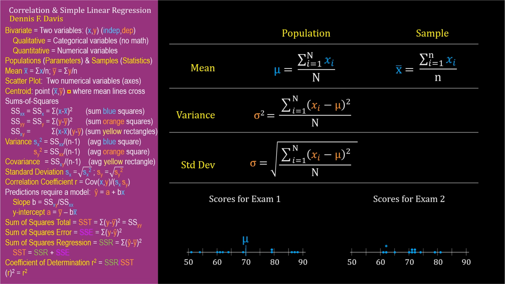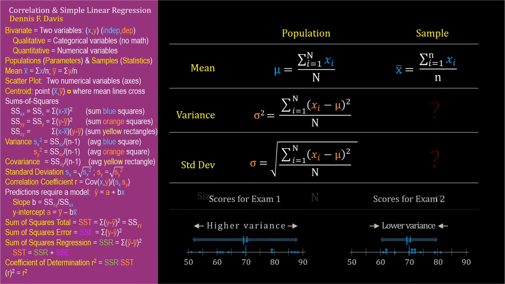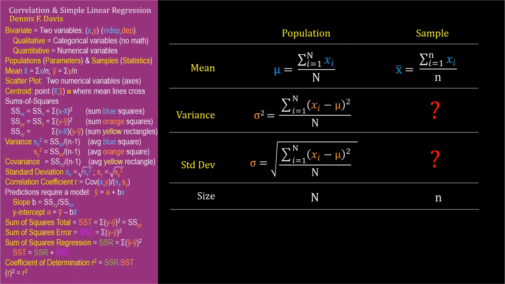Their mean mu is also 70, but can you see how the scores for exam 1 are more spread out than exam 2? The scores for exam 2 are more tightly clustered around the mean, and the scores for exam 1 are more spread out, even though the two means are the same. Variance and standard deviation tell how spread out the data is around the mean, and higher values mean more spread out.